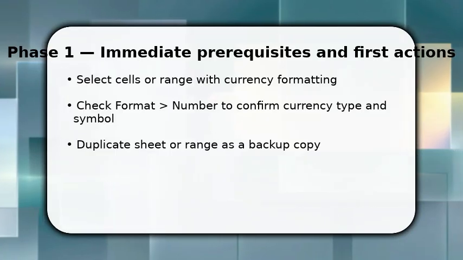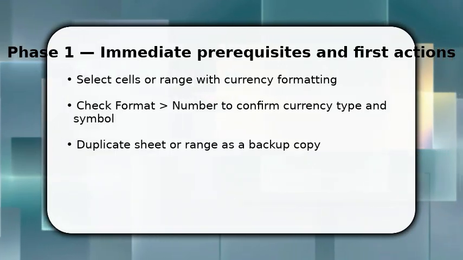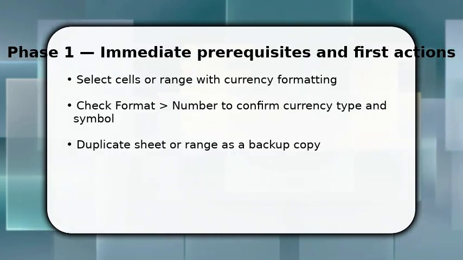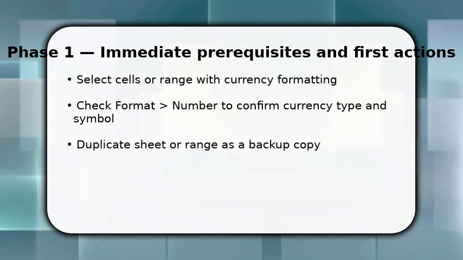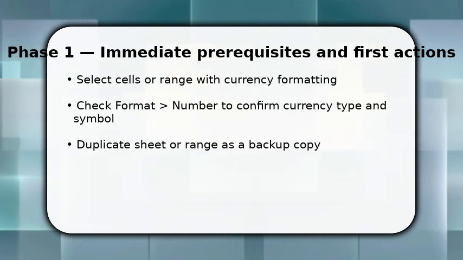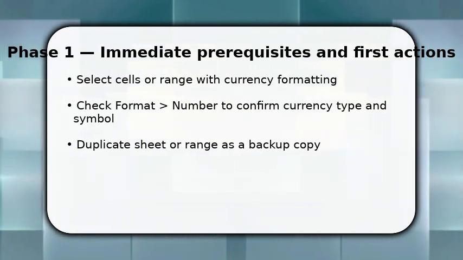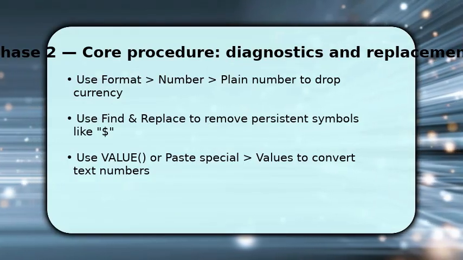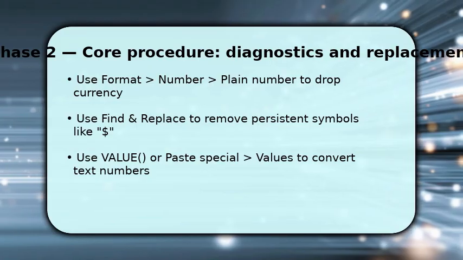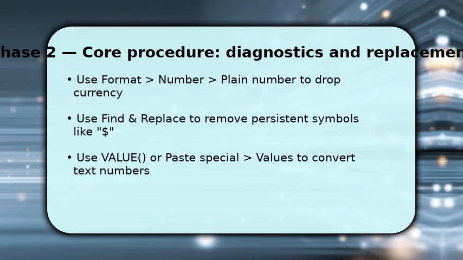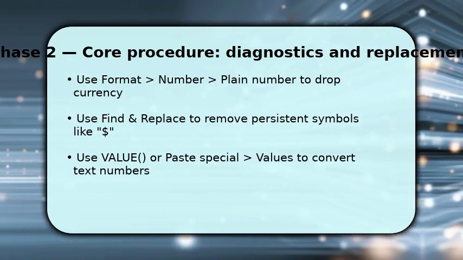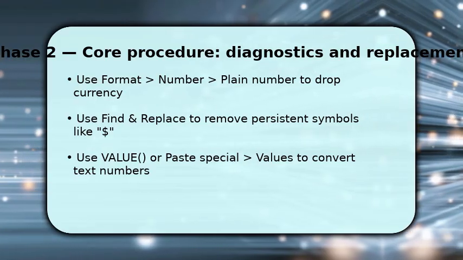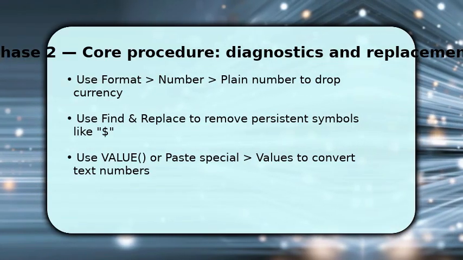This prevents accidental loss. Now, with the range still highlighted, proceed to the first removal action to strip the visible currency formatting. After changing format number to plain number, your numbers may still include symbols as text. That's why you should run edit, find, and replace and target symbols like dollar or euros. Replace with nothing. Once symbols are gone, convert any residual text numbers with value, or by copying and using paste special values to force numeric type.